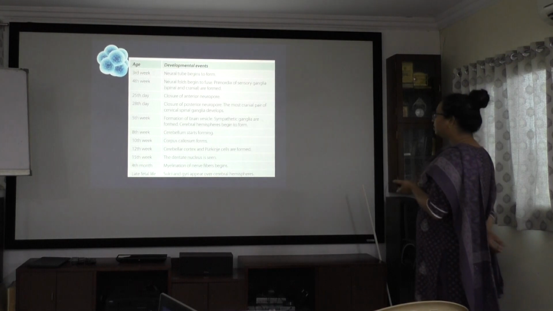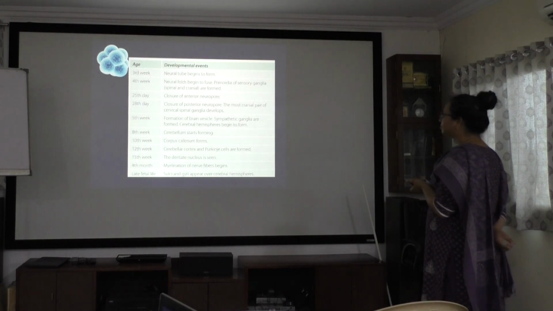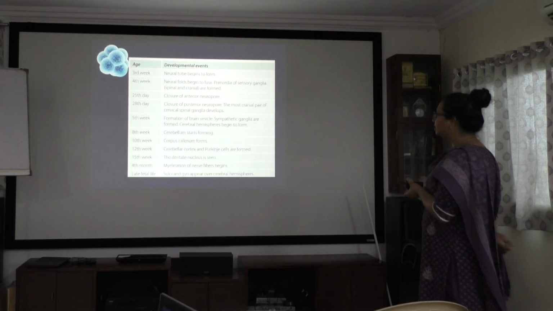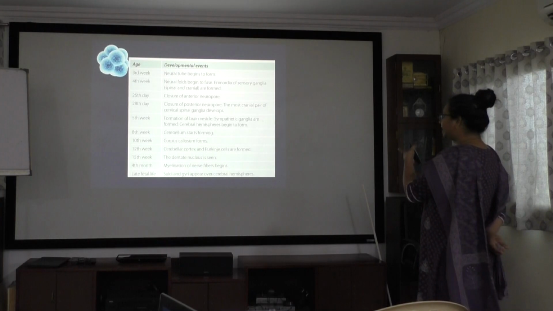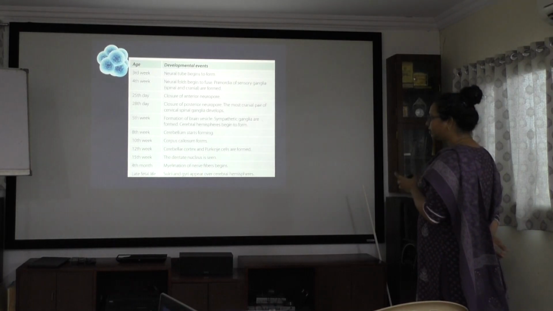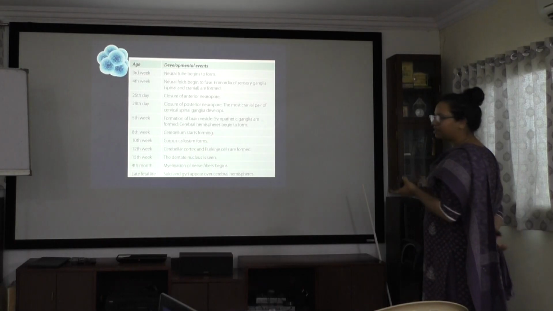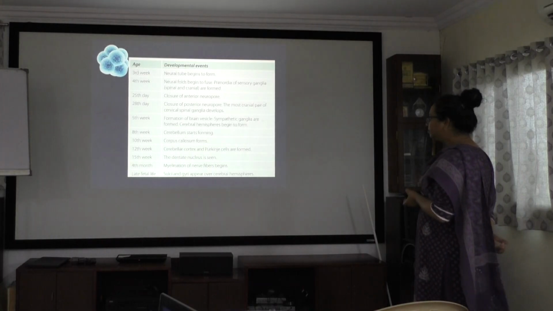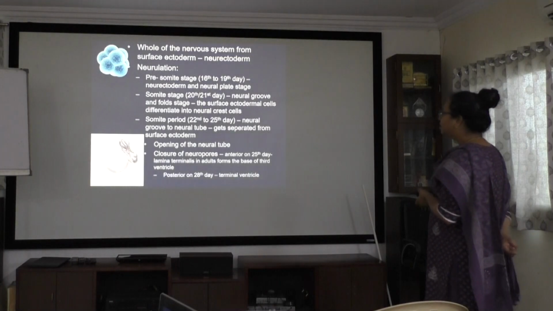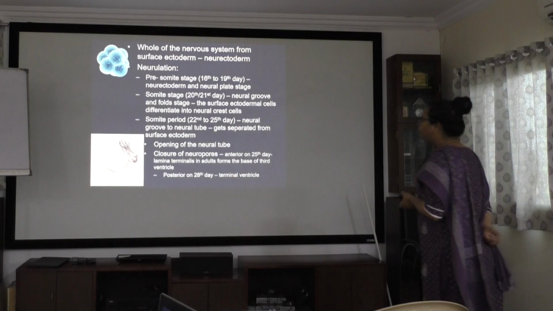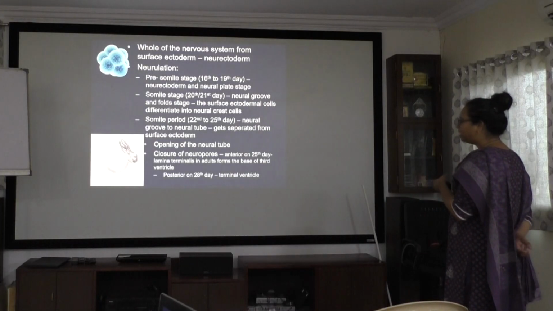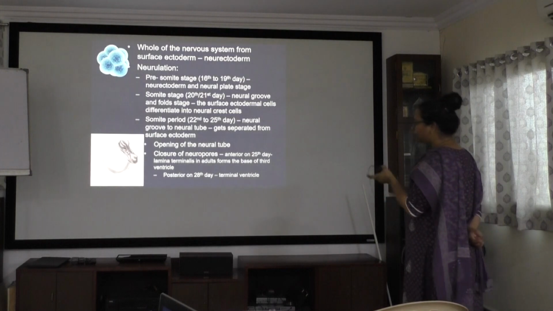So, a few chronological timings where the development events take place. By the 10th week, the major part of the nervous system is developed, by the end of the first trimester itself. The whole of the nervous system is formed from the surface ectoderm, neuroectoderm. The part where the neural tube is formed is called neuroectoderm.